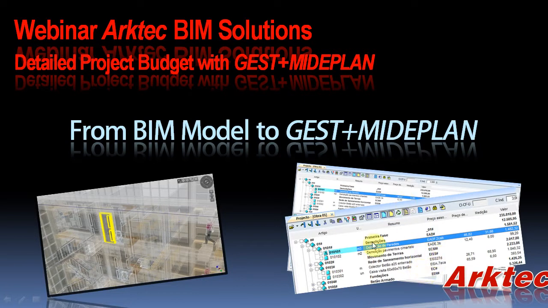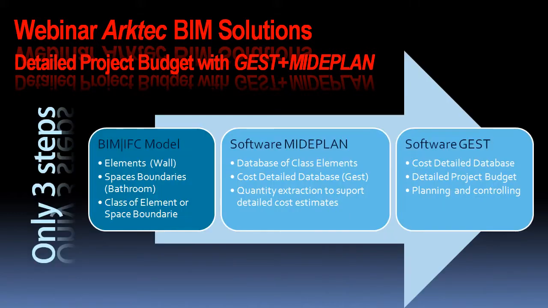So we developed a solution called JS plus Midplane that can pick any room or element in the IFC model and, from the measurements of that element, deploy several items in the project budget, including items in the different chapters of that budget. So let's see how this works in more detailed manner.